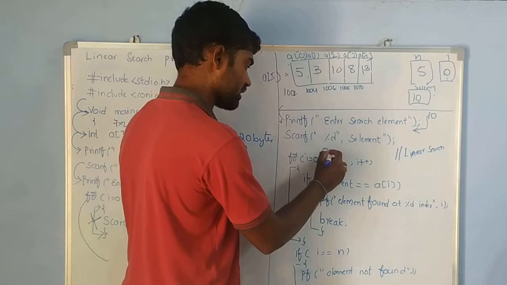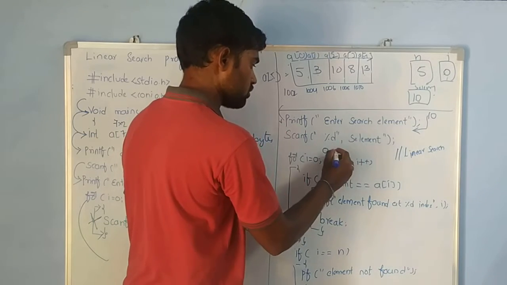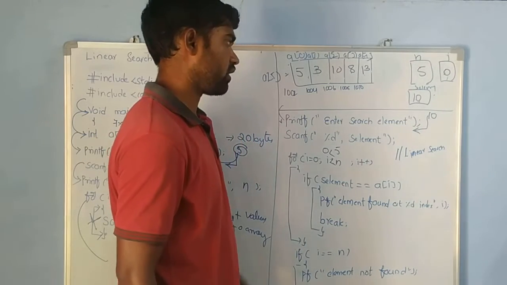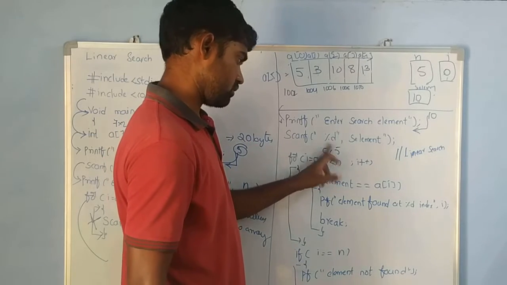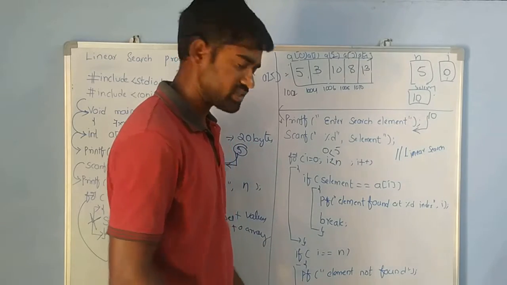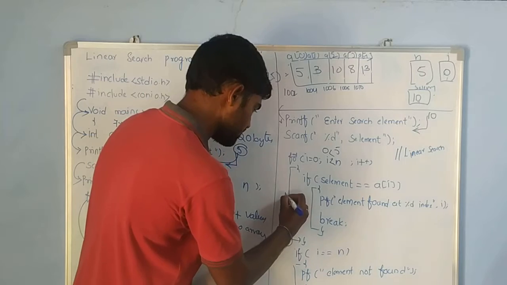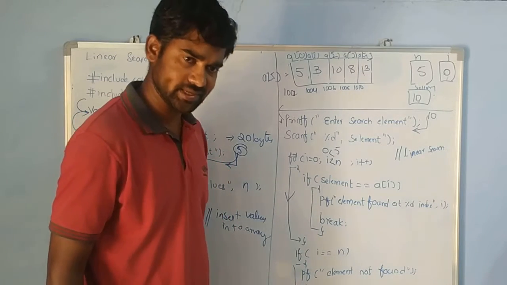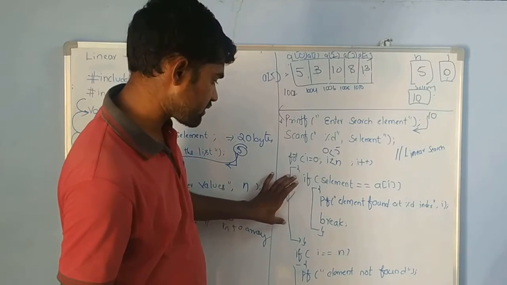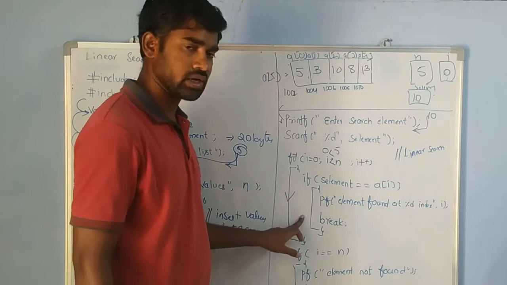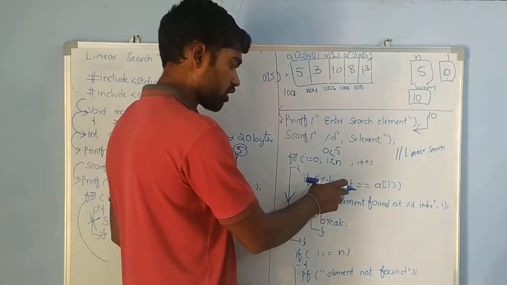0 is less than n, where n equal to 5. So 0 is less than 5, the condition is true. When the condition is true, this block of statements is going to be executed. Then in this block of statements we have another block called if. Now the if block is going to be checked.